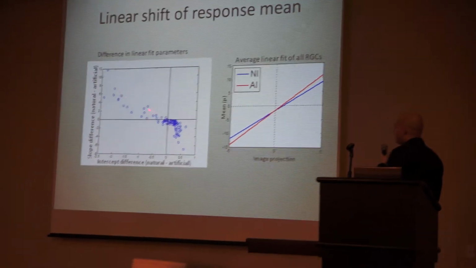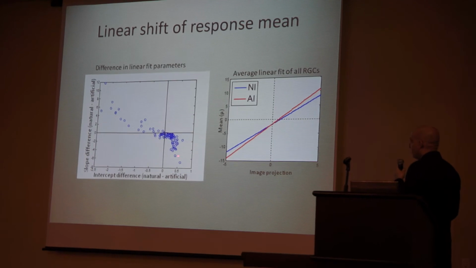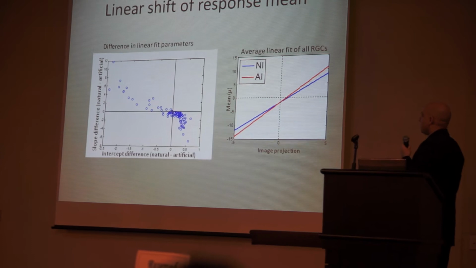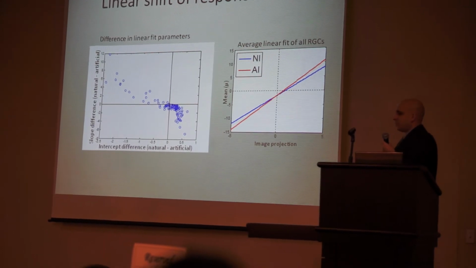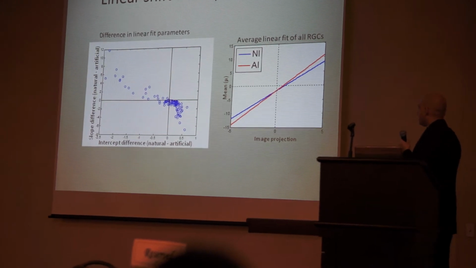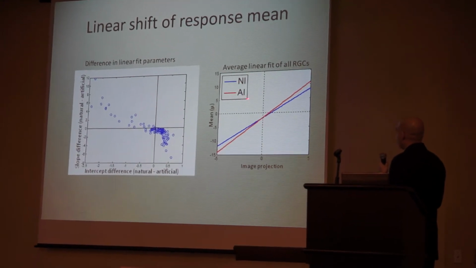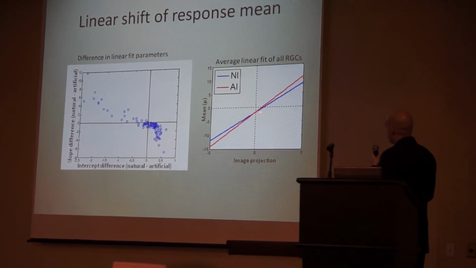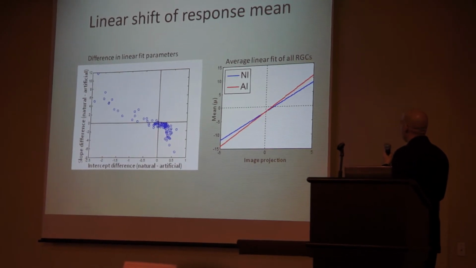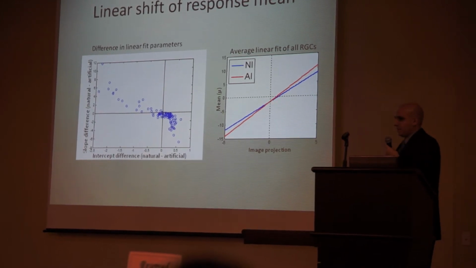And what we found was that for most of the cells, the slope was greater and the intercept was lower for artificial images. And for none of the cells, the slope was greater and the intercept was greater for natural images. And this is an average of all the fits for natural and artificial images. And you can see that the slope is greater here for artificial images. However, the intercept between the natural and artificial fits is roughly the same.